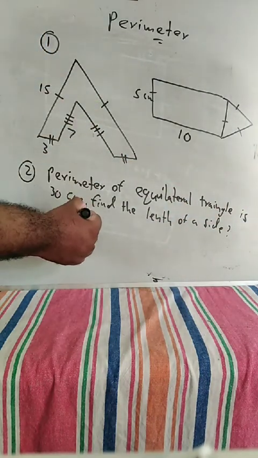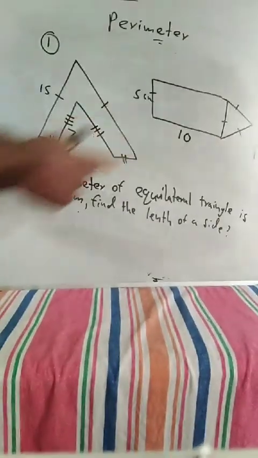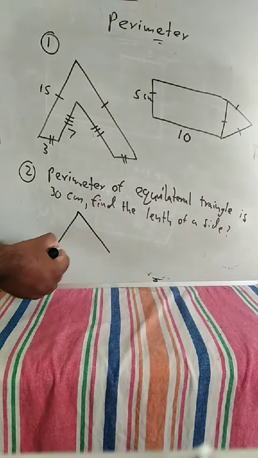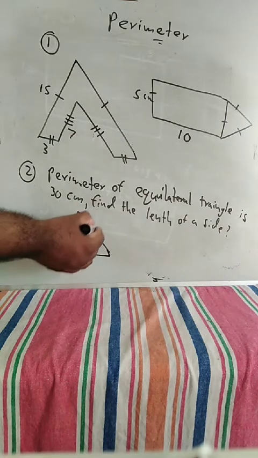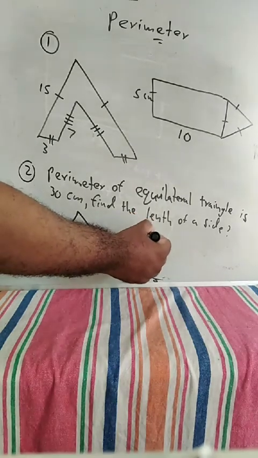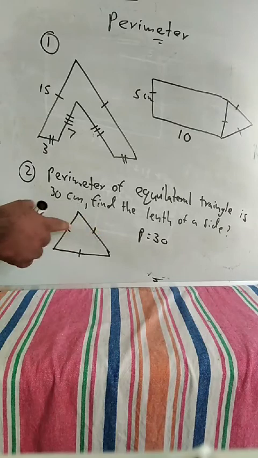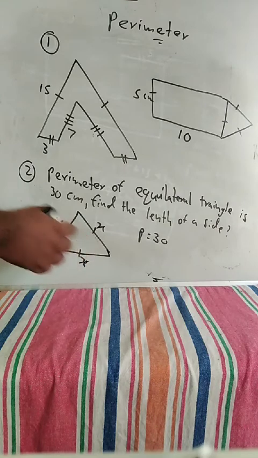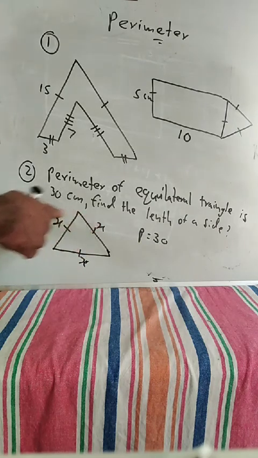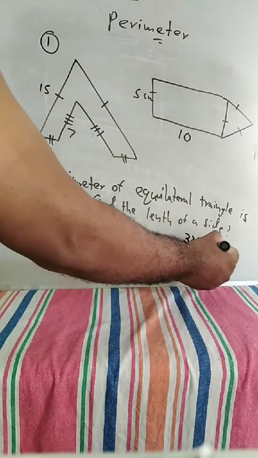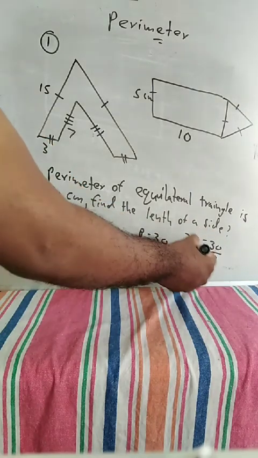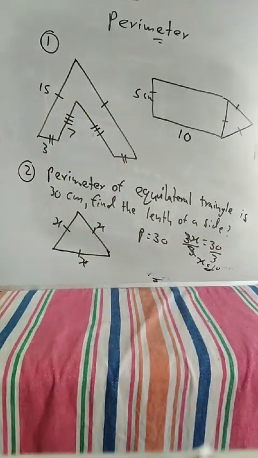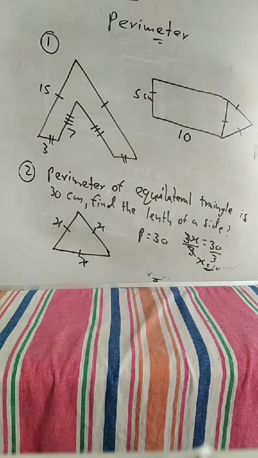The equilateral triangle is here. You know all sides are equal in an equilateral triangle, but the perimeter is 30. Now imagine this is x, this is x, this also x, because equilateral triangle. Then 3x is equal to 30. When divided by 3, x is 10. The side is 10. You should know this simple equation.